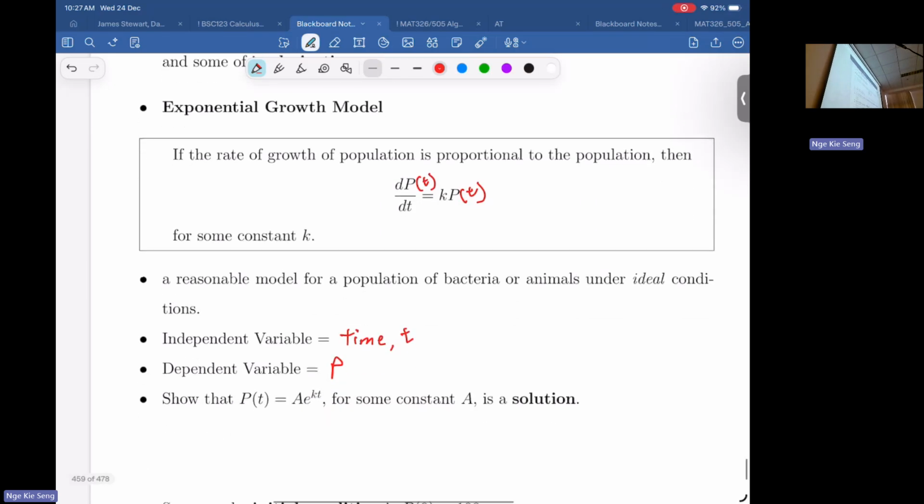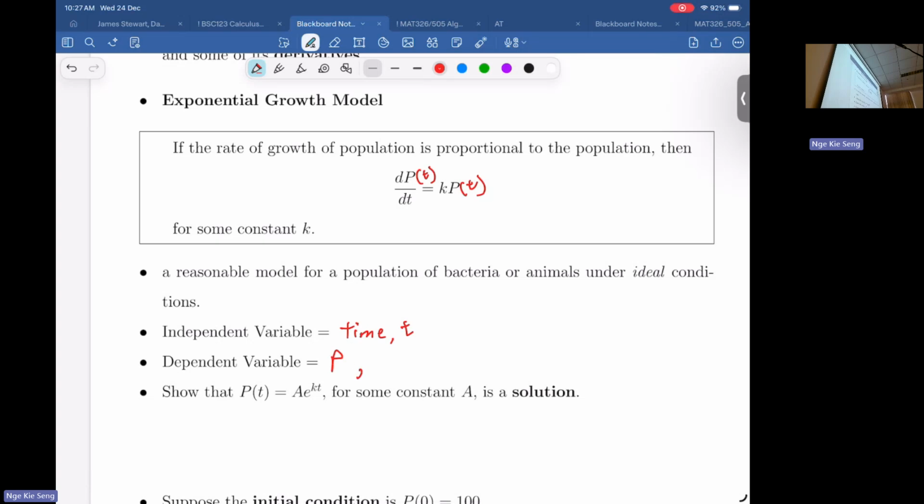So the dependent variable is P, which is the number of individuals in the population. The next part is to straight away give you a solution and ask you to show that it is a solution. Later on, we will try to figure out the solution just based on the differential equation. But now it asks you to show it is a solution. What does it mean? It means that this P(t) will satisfy the differential equation.